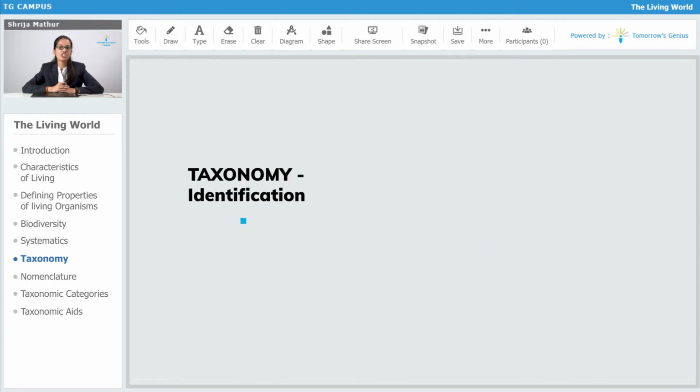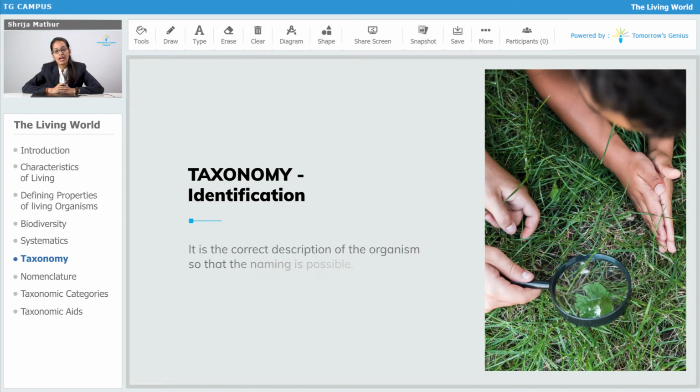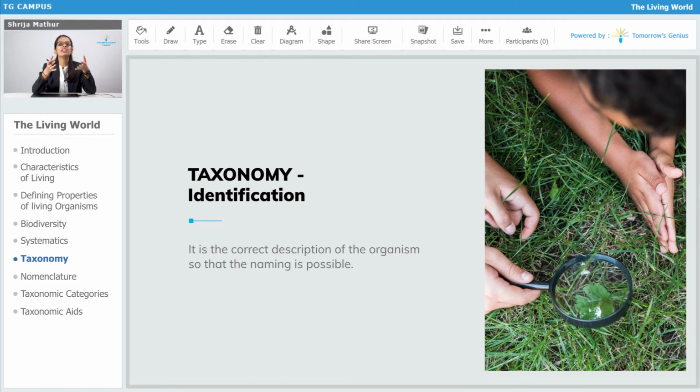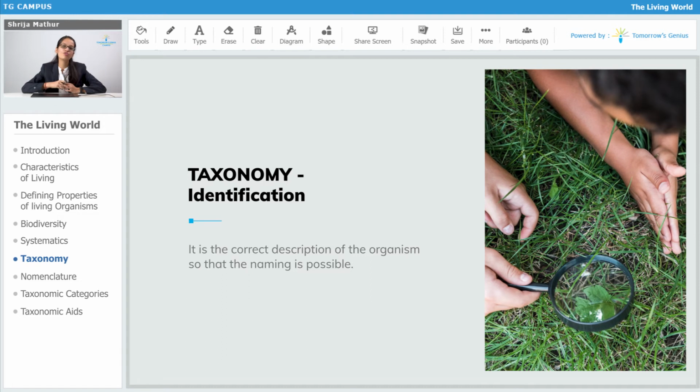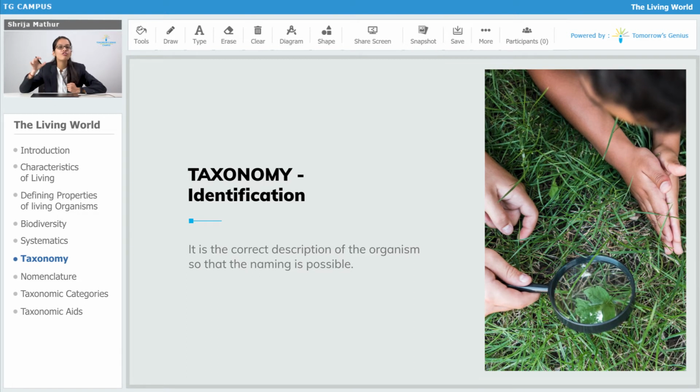After characterization comes the identification. Identification means you are particularly identifying certain features, you are noting them down so that they can be helpful for the identification of any type of organism.